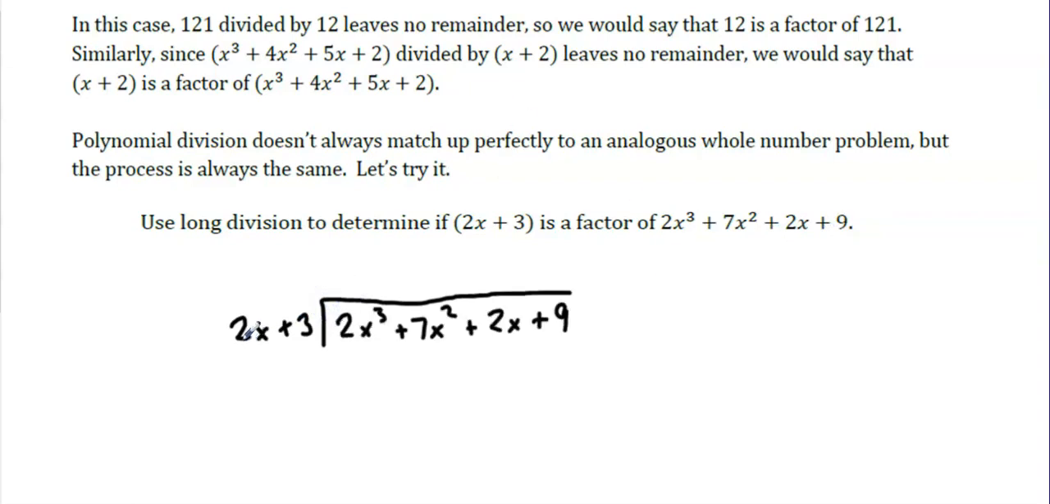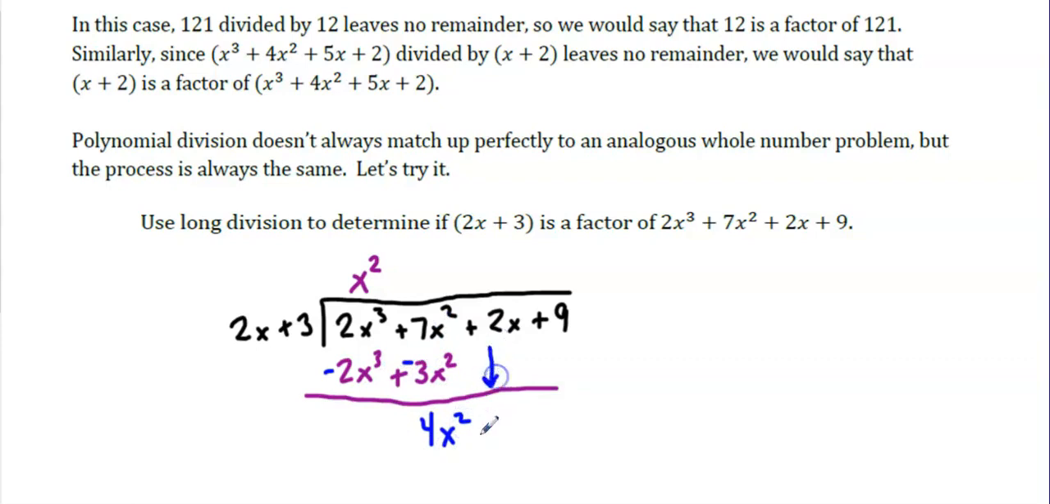So I ask myself, what times 2x gives me 2x cubed? That would be x squared. X squared times 2x gives me 2x cubed. X squared times 3 gives me 3x squared. I'll subtract and get 4x squared, and I'll bring down this plus 2x.